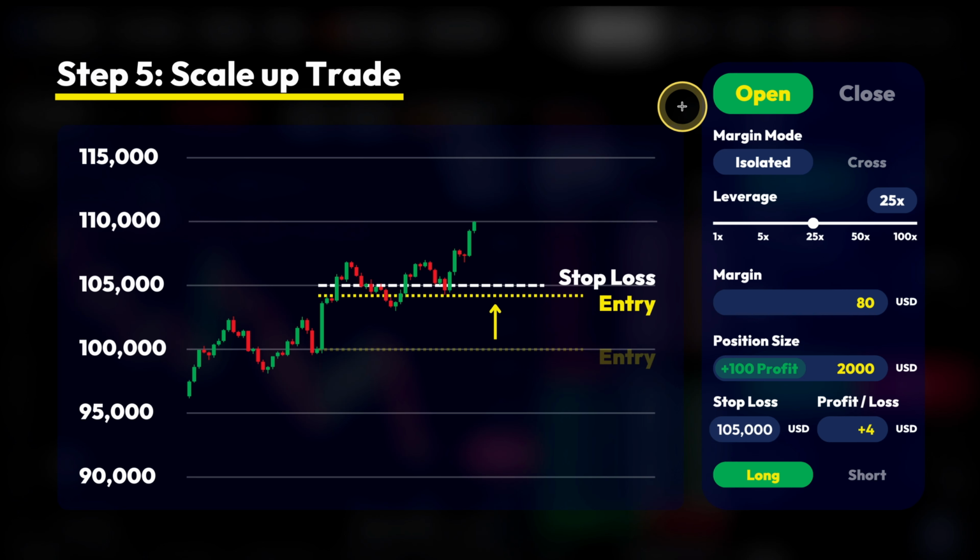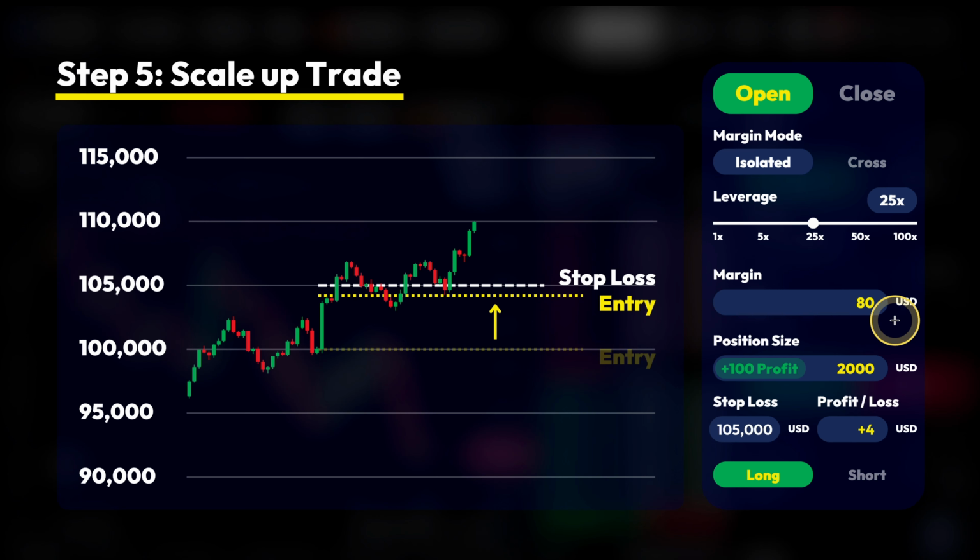And that brings us to step 5, which is to scale up the trade. We now have a solid trade with minimal stake. The stop loss is above our entry and we can simply let it run. But now we still also have the option to further scale up this trade and thus increase future profits.